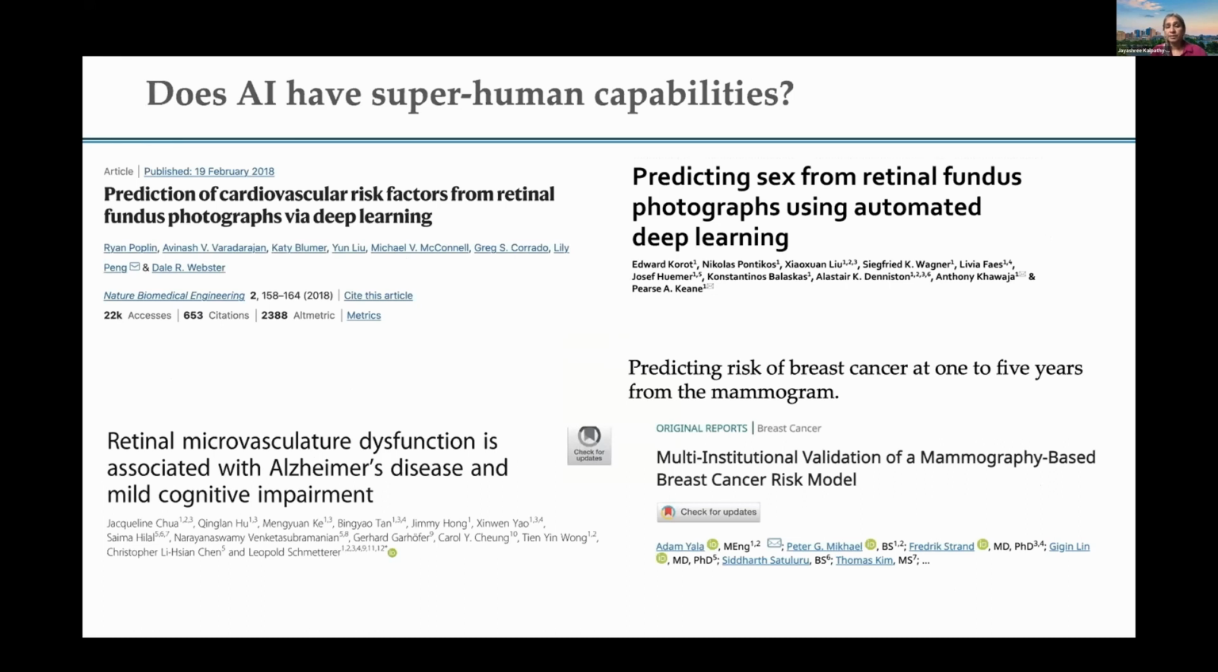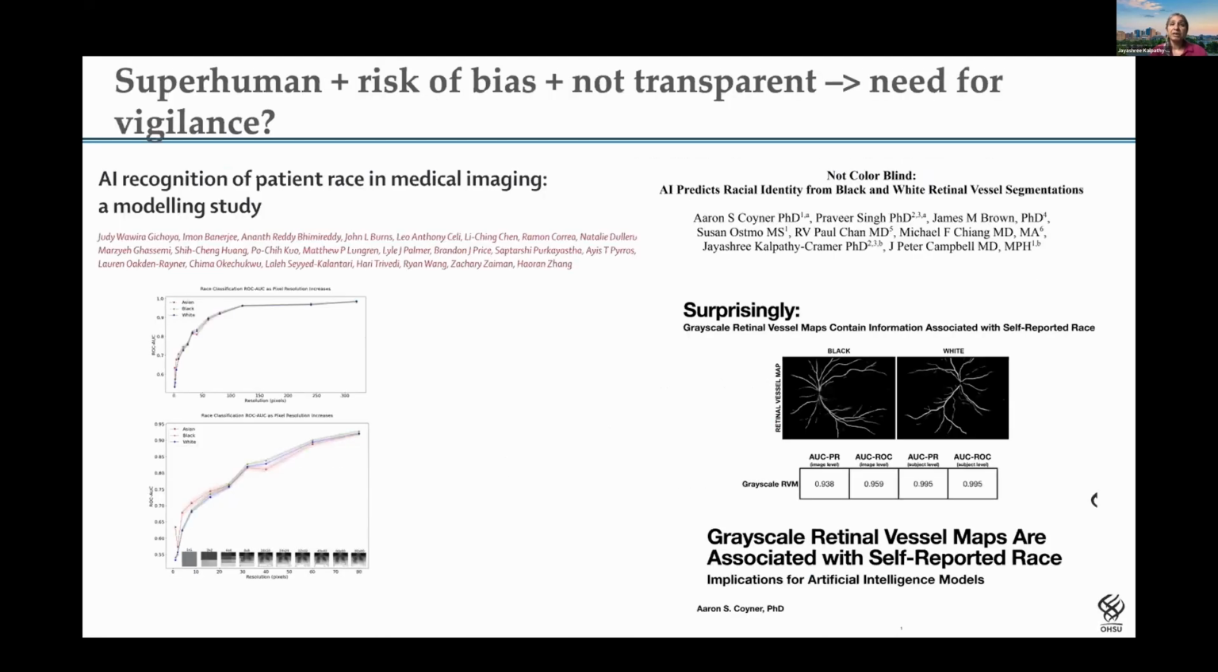We've seen a lot of publications of superhuman capabilities, so doing things that humans cannot. This includes looking at fundus photos and predicting cardiovascular risk or sex or smoking, a variety of other things, or looking at a mammogram and predicting who's going to get breast cancer 5 years from now, for instance. Humans are not very good at these tasks, and the algorithms seem to be quite good at it. So given that these algorithms can do things that humans cannot check, and given that we know they have a potential for being biased, I think what we have to be really aware of is the need for constant vigilance.